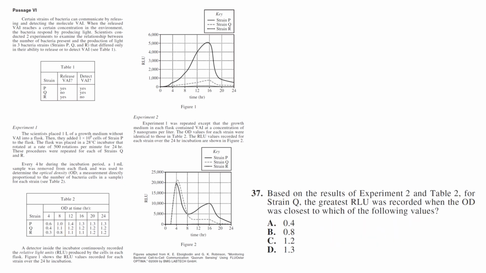37, based on the results of experiment 2 and table 2, so we're using both. For strain Q, the greatest RLU was recorded. So we have RLU in experiment 2. The greatest is up there, right around a little over 20,000. When the OD was closest to which of the following values? So we go to OD, and we see that's identical to table 2, and that's in hours. So we need to go to the 4-hour time in table 2 and find Q there, and we have 0.4, so A.